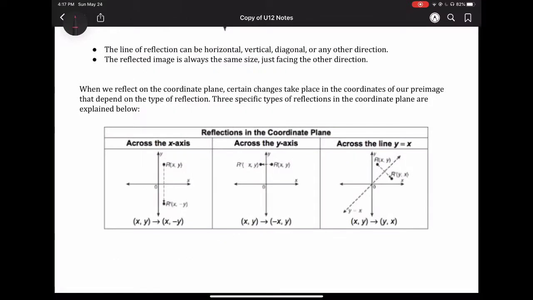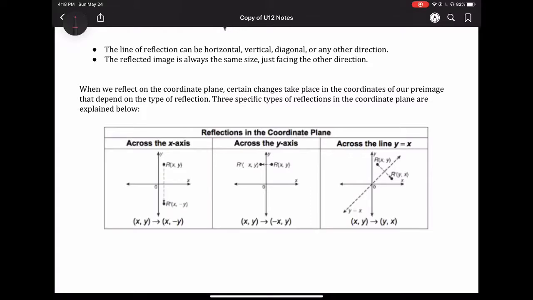When we reflect on the coordinate plane, certain changes take place in the coordinates of our preimage that depend on the type of reflection. 3 specific types of reflections in the coordinate plane are explained below. We have across the x-axis, across the y-axis, and across the line y equals x. Let's start with reflecting over the x-axis.